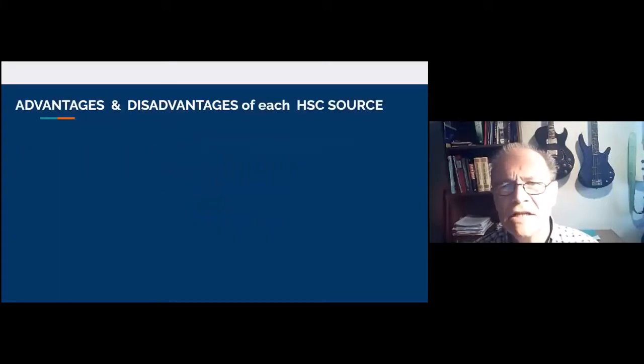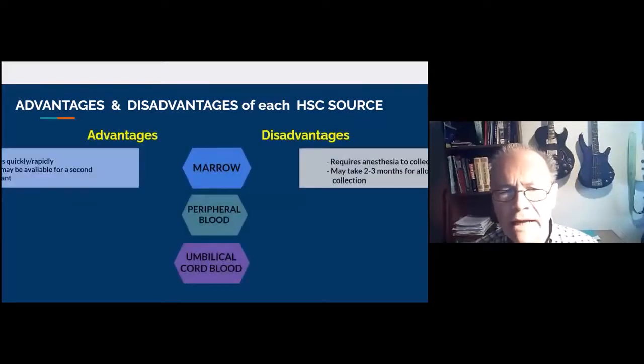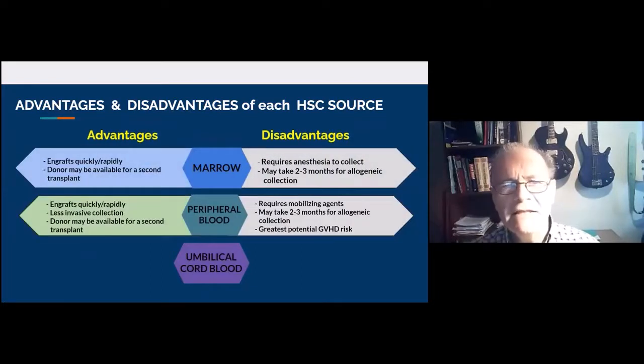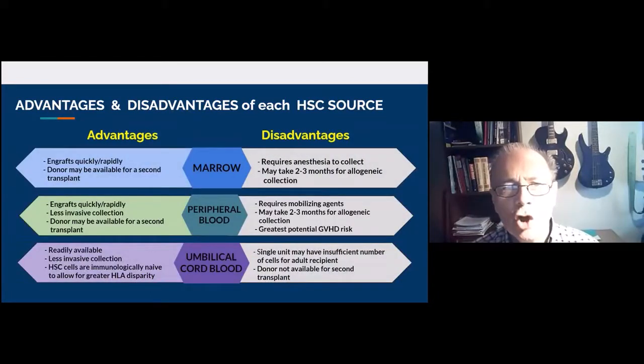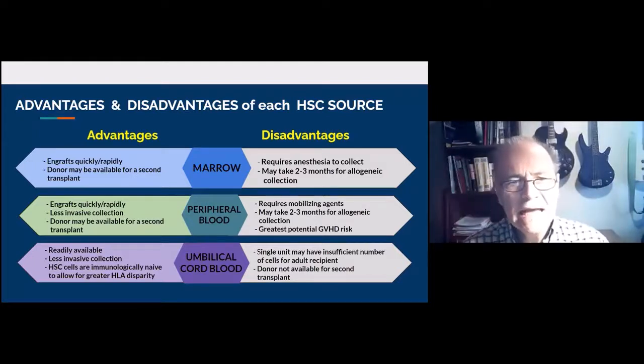Advantages and disadvantages of each hematopoietic stem cell source. We have marrow, peripheral blood, and umbilical cord blood. About marrow, the advantages are that it engrafts quickly and the donor may be available for a second transplant. The disadvantages are that it requires anesthesia to collect and may take time for unrelated collection. Peripheral blood advantages are that it engrafts quickly, has a less invasive collection, and the donor may be available for a second transplant.